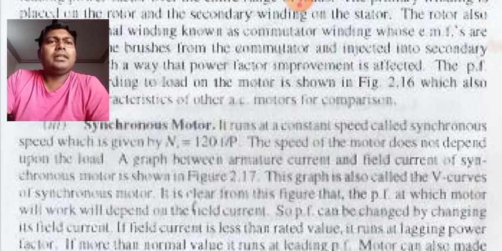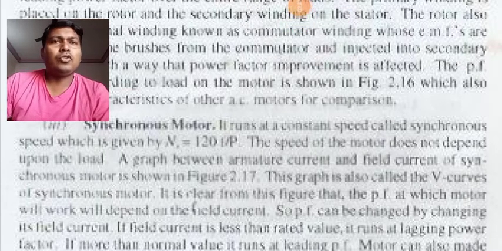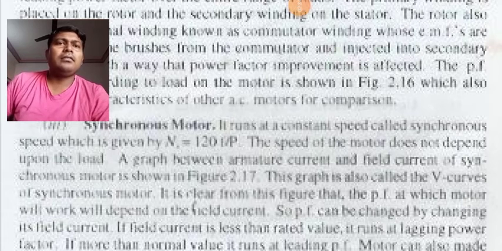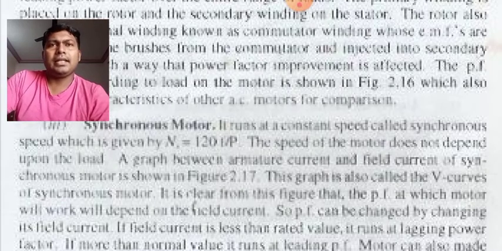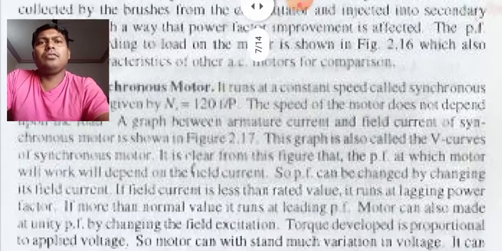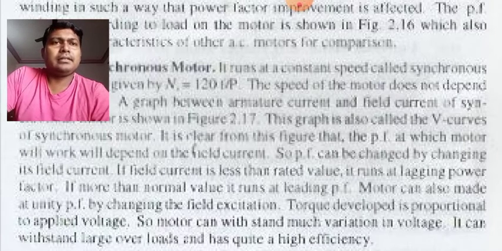It is clear from the figure that the power factor at which the motor will work depends on the field current. So power factor can be changed by changing its field current. If field current is less than the rated value, it runs at lagging power factor. If more than the normal value, it runs at leading power factor. The motor can also be made to work at unity power factor by changing the field excitation.